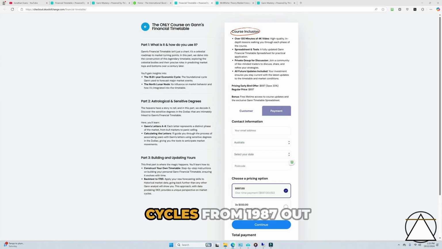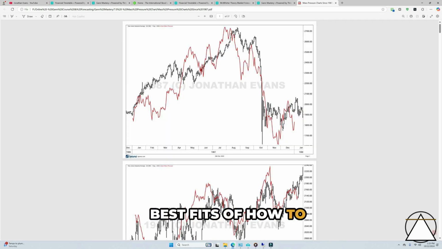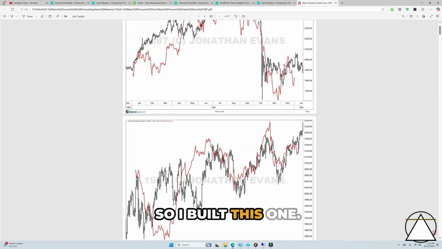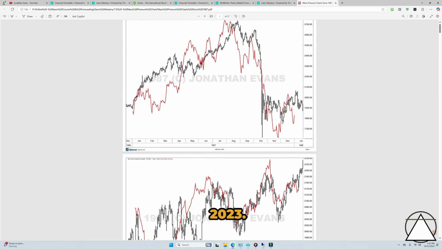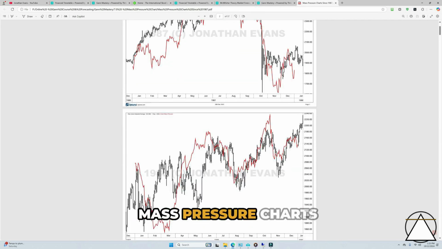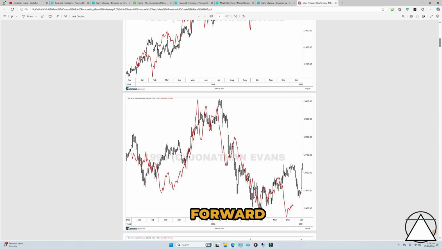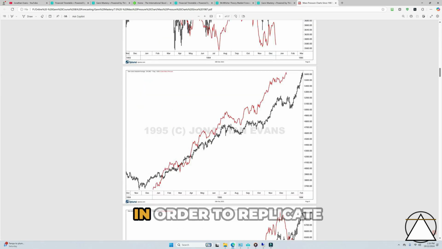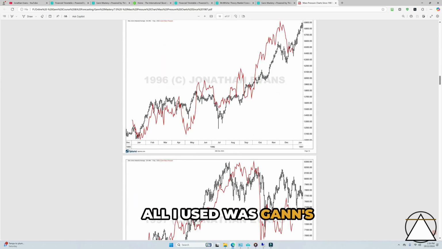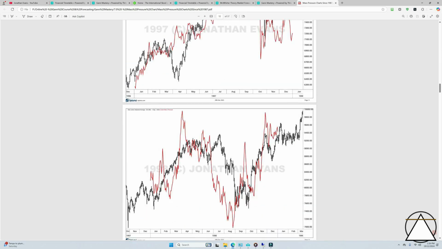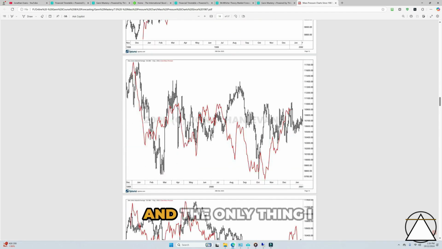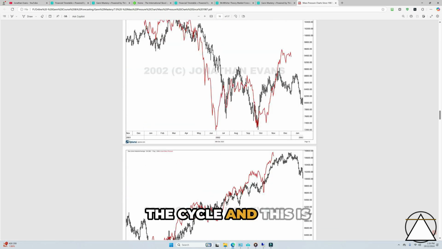And I give you all the cycles from 1987 out into the future, and I show you the best fits of how to apply WD Gann's mass pressure charts and the exact way that I have been doing it. So I built this one, when did I do it? I did it in December 2023. I went through and rebuilt all the mass pressure charts from 1987 forward, and I got the best fits of this method, and all I used in order to replicate this was Gann's primary cycles. That was the objective that I had. I needed to build the mass pressure chart in a way that followed WD Gann's rules, and the only thing I could do was invert the cycle. And this is the outcome that I got.